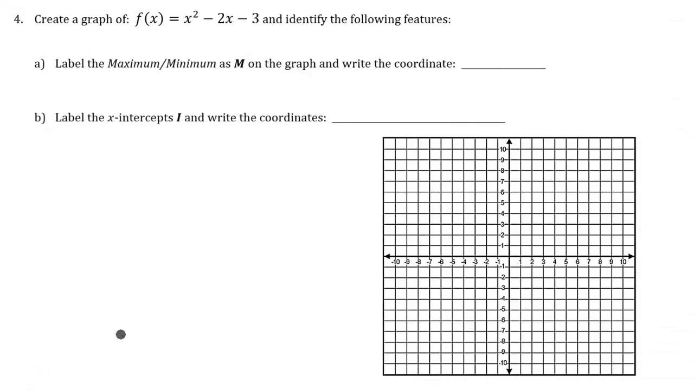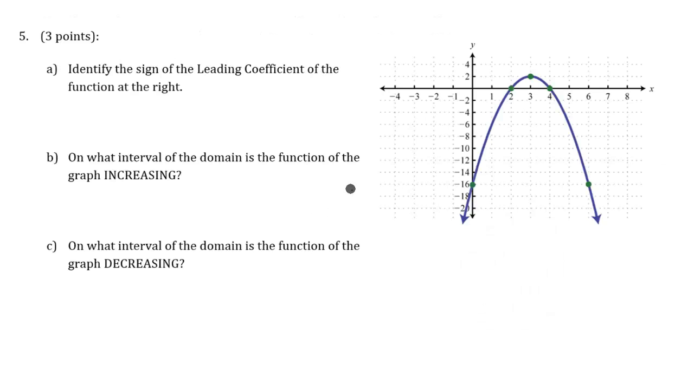So let's go back just to make sure I answered everything. I figured out my maximum or minimum, and it was a minimum, and then my x-intercepts were labeled too. So on to question number 5. Question 5 has 3 parts. Part A is asking us to figure out the sign of the leading coefficient of this function right here. So we have a parabola that's upside down.